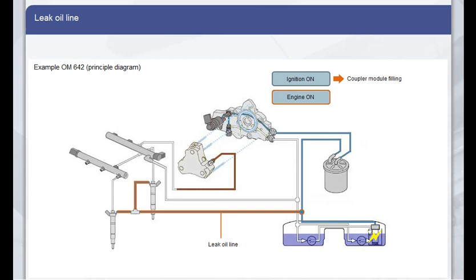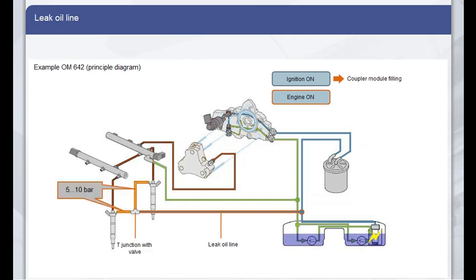When the engine is running, the high-pressure pump generates the necessary rail pressure. Excess fuel flows through the pressure control valve and the fuel pressure relief valve on the high-pressure pump to the return line and the fuel tank. In the leak oil line, a throttle in front of the T-junction maintains a pressure between 5 and 10 bar, depending on the engine load. This is necessary so that the coupler module in the piezo injector works correctly. Behind the T-junction, the 4 bar supply pressure generated by the fuel pump applies.